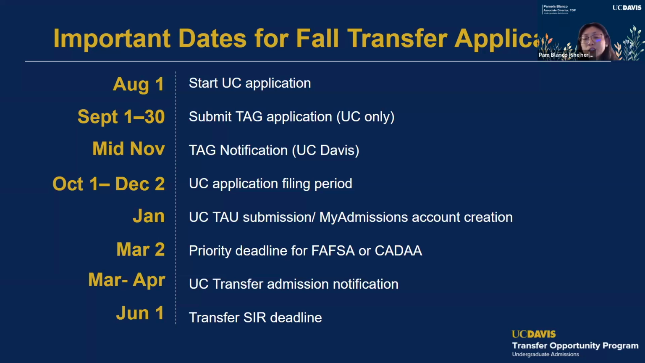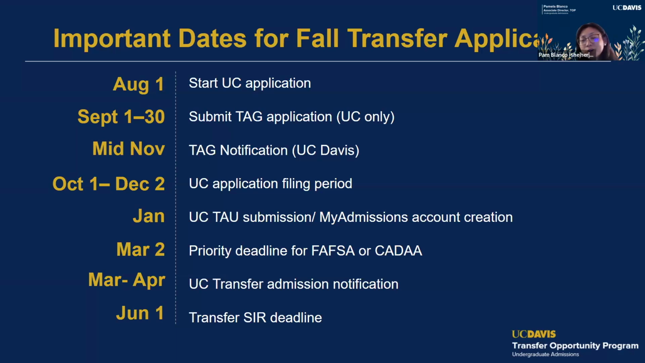Right? The UC application filing period this year was from October 1st through December 2nd. Normally it's until November 30th. But this year, since the November 30th fell on a weekend, the first weekday, Monday, was December 2nd. And then, as you may or may not know, it was extended again until the 15th of January. But normally, the UC application filing period is from October 1st through November 30th.